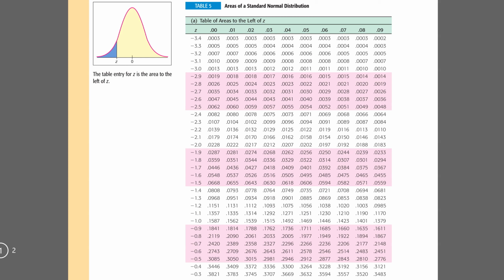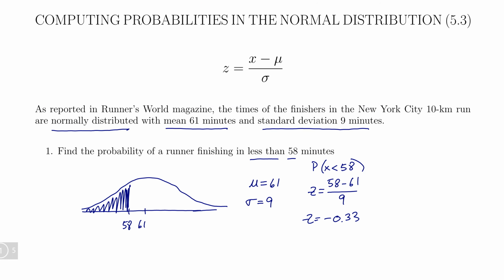When we look on this table, we're looking for z equals negative 0.33. To figure this out, we will look at the first column and find negative 0.3, just up to the tenth place. To find negative 0.33, we will go over to the column that says 0.03 for the hundredth place. This shows us that the area to the left of negative 0.33 is 0.3707. In this case, we are looking for the area to the left of negative 0.33. So we found that this shaded area is 0.3707.